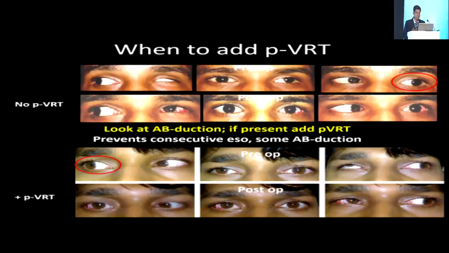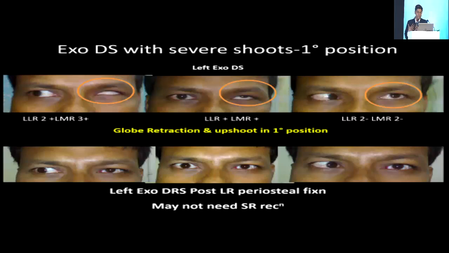So essentially, if there is abduction present, you may have to add a vertical rectus transposition in these patients. Exo Duanes with severe shoots, you can see the severe amount of globe retraction. Remember, sometimes the retraction may be present in primary gaze itself, and that may be the cause for the hypertropia or hypotropia, and you may not require a vertical muscle transposition surgery in that case.